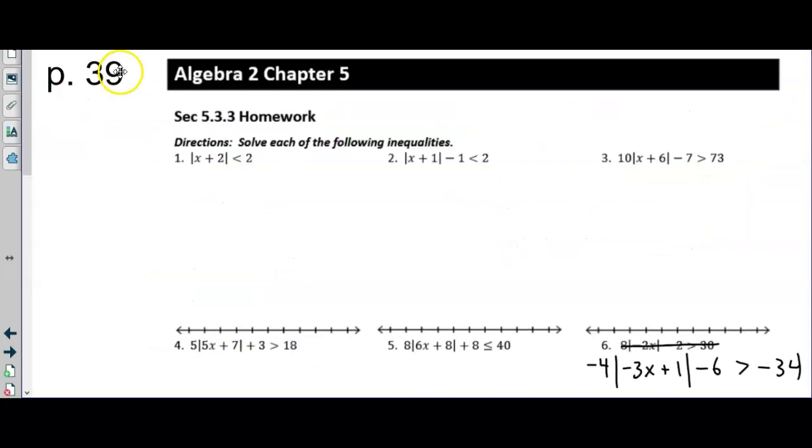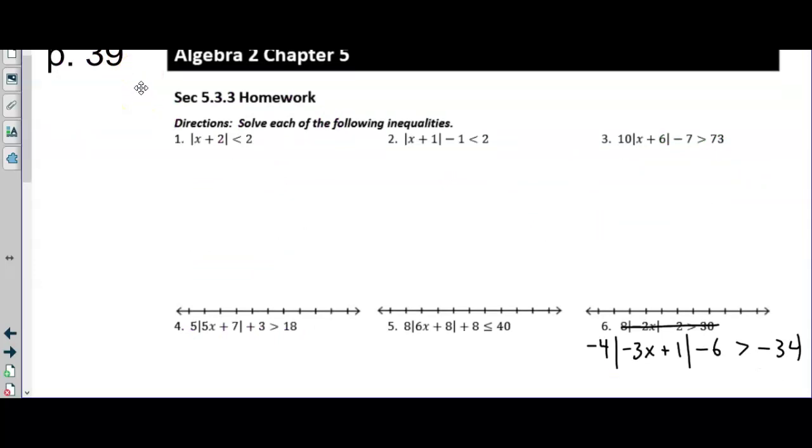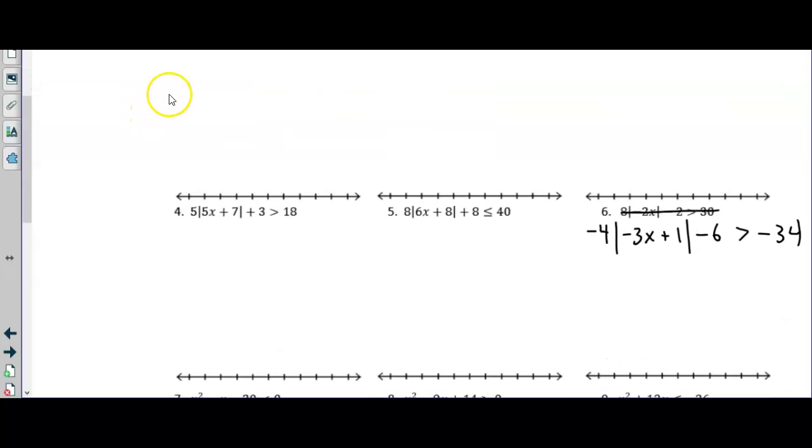All right, page 39 has your practice problems for absolute value and for quadratics. There are 2 changes to make. Number 6 ended up being a repeat of one of the example problems. So I just want you to switch that. You can pause here and write that down.